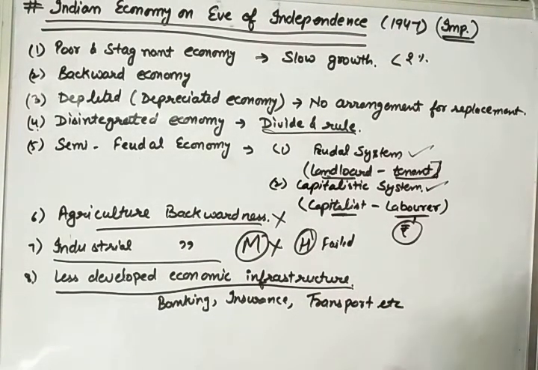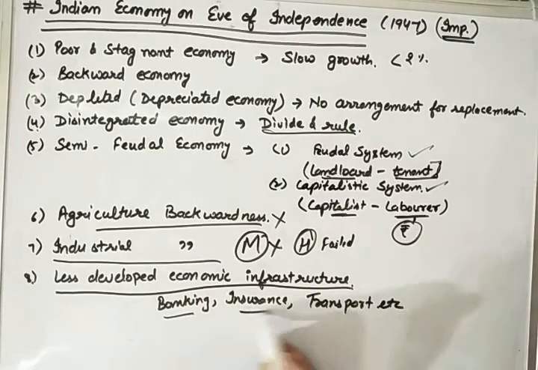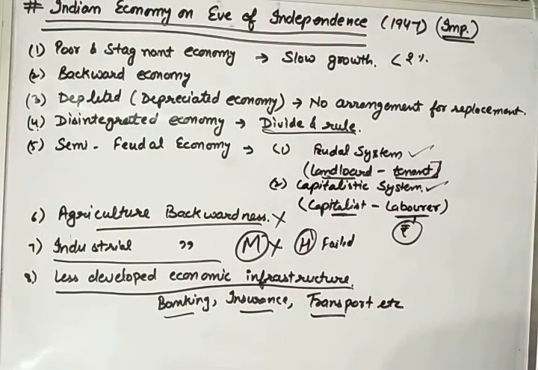Along with that, the last point is less developed economic infrastructure. Economic infrastructure is basically banking, insurance, transportation and some other services like that. But at the time of independence, that is 1947, these services were not much developed, and hence we can say that we had less developed economic infrastructure.